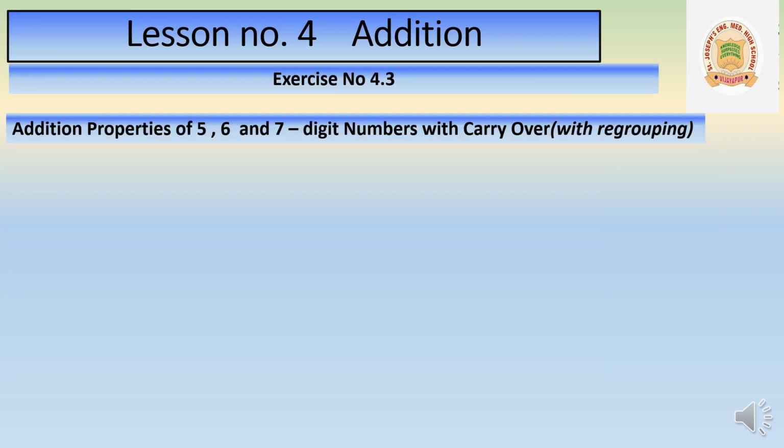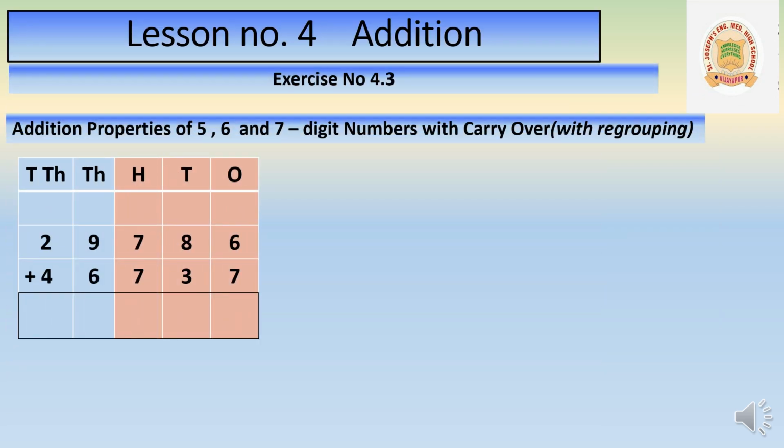A simple example I will take, children. I will take a 5-digit number addition here. The given numbers are 29,786 plus 46,737. These numbers we have to add, means this sum we have to find.